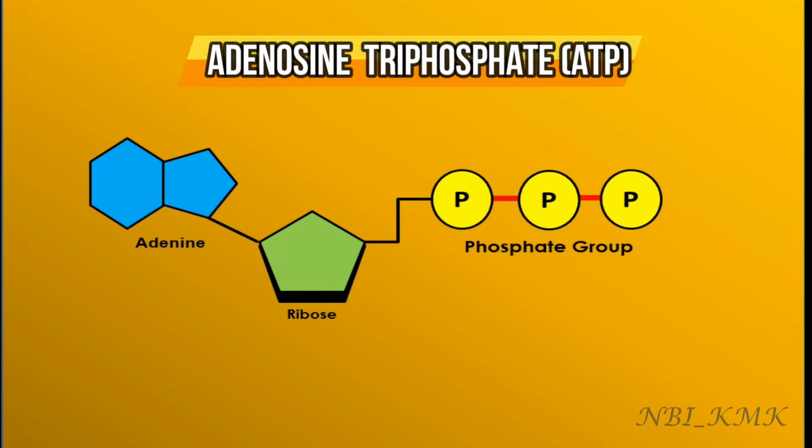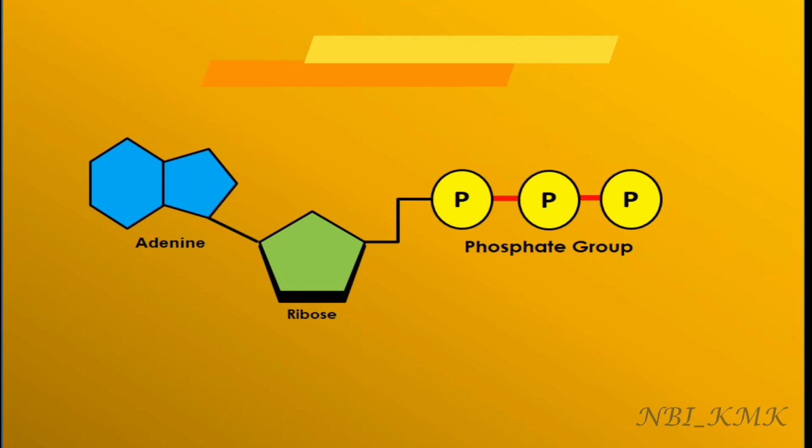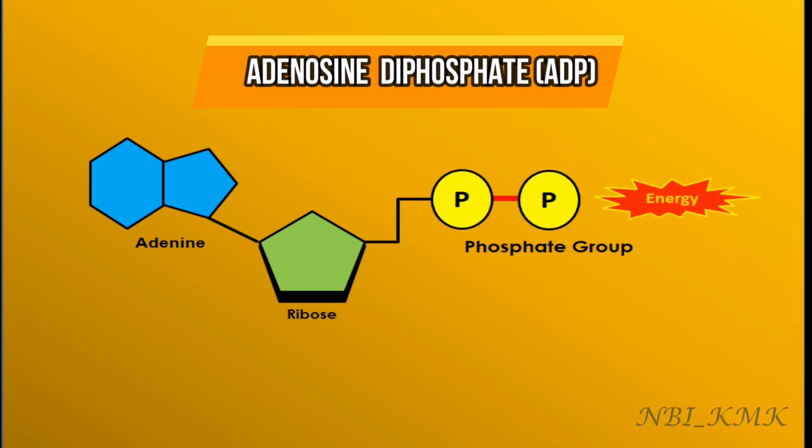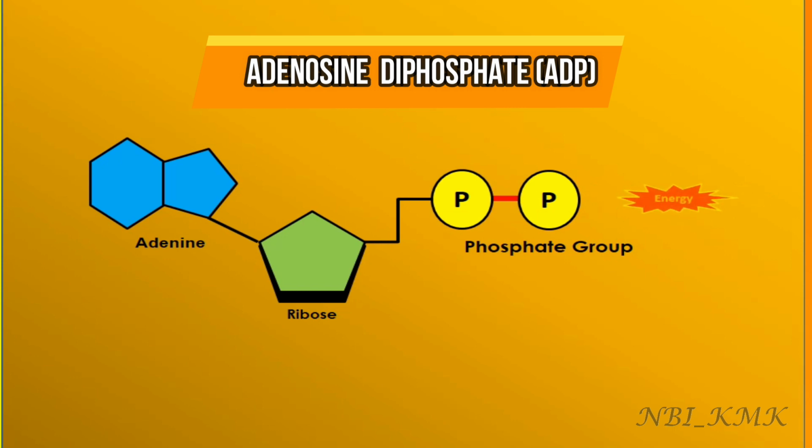When energy is needed, the terminal phosphate group will be released, and this process is called hydrolysis, which releases energy. And now, the ATP will become adenosine diphosphate, ADP.